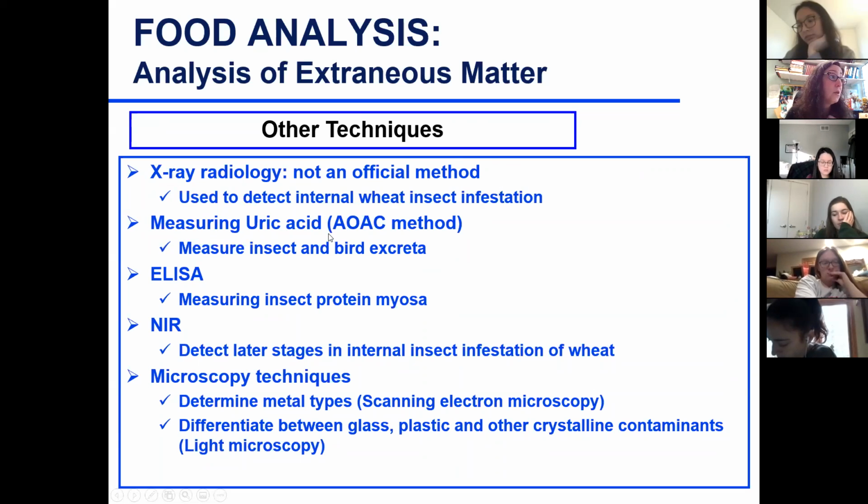Another method for measuring presence of filth is measuring uric acid. It is basically in the urine from insects and birds, for example. ELISA, measuring the protein myosin, which is specific for insect. Near infrared for determining infestation of wheat. And then you have microscopic techniques to detect metal types, whether you have glass, plastic, or other crystalline contaminants in your food.